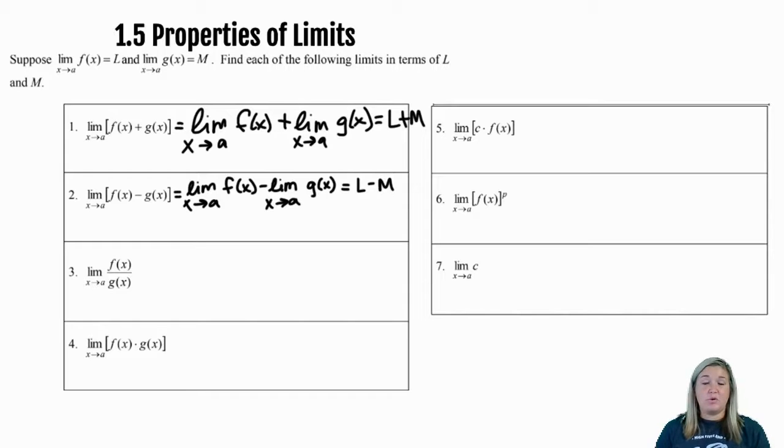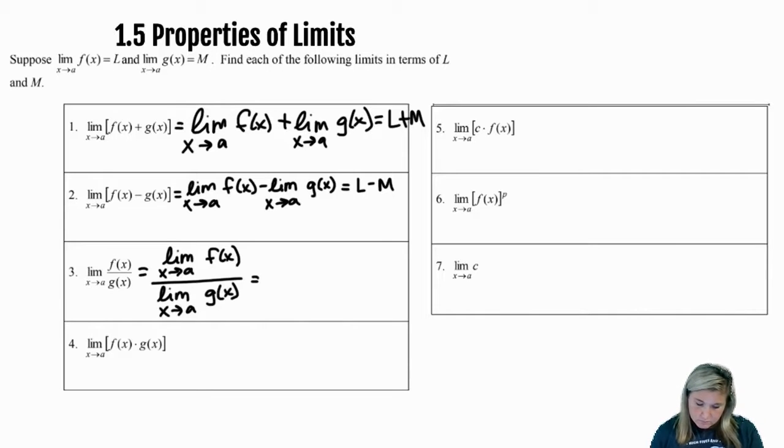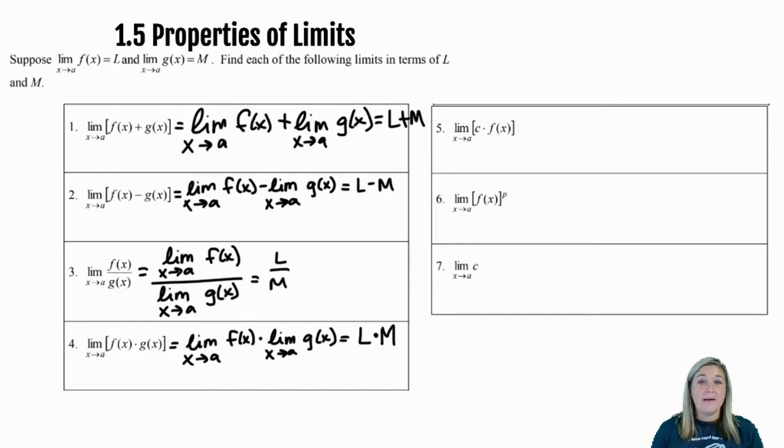So you just take the limit as x approaches a of f of x minus the limit as x approaches a of g of x, and that's equal to L minus M, sorry, not N. And then same thing with division. You just divide the two limits, and whatever those are approaching, you would just end up dividing. So L divided by M. And then same thing again with multiplication. So you get L times M.